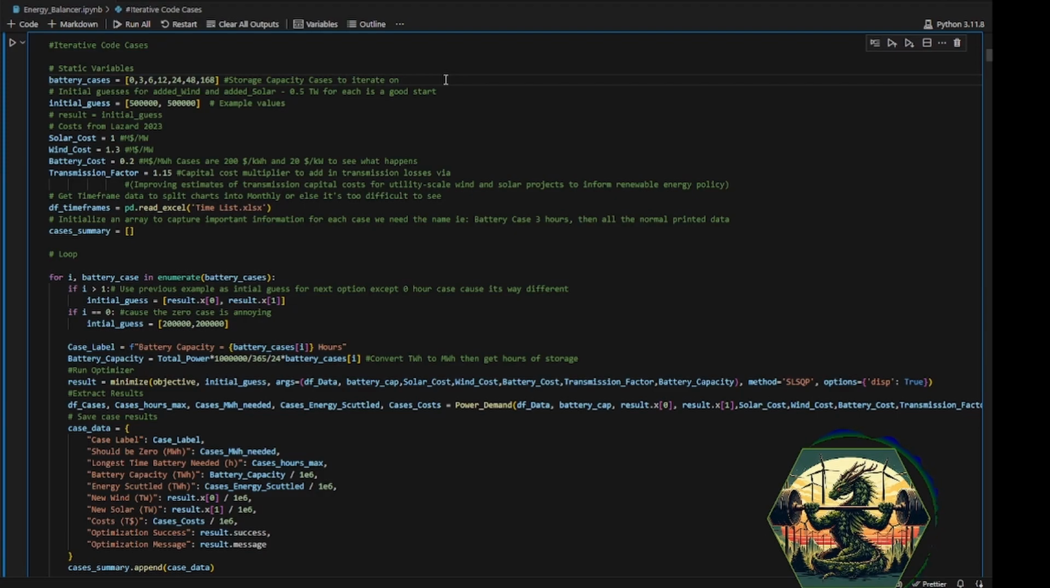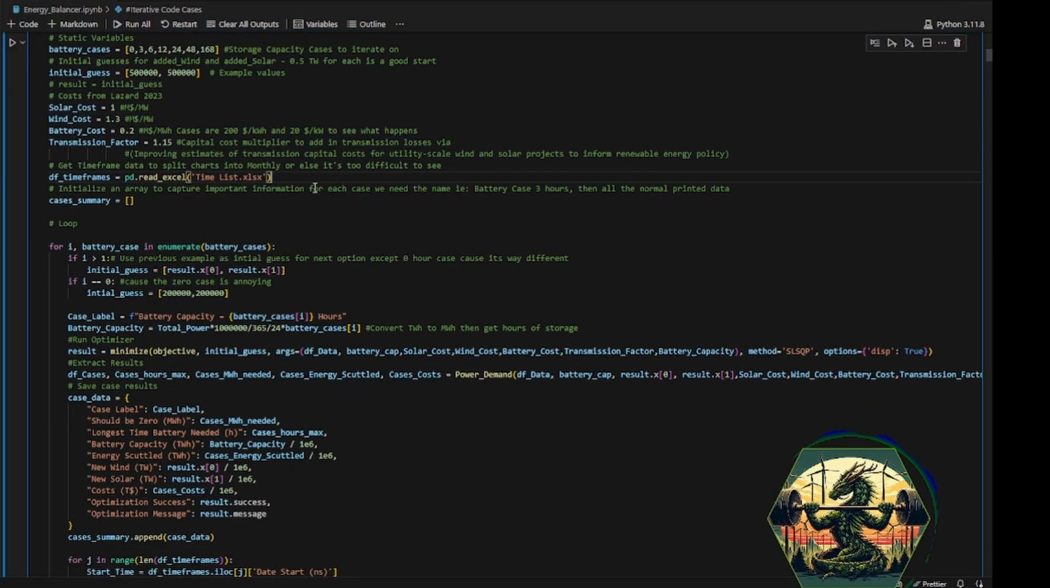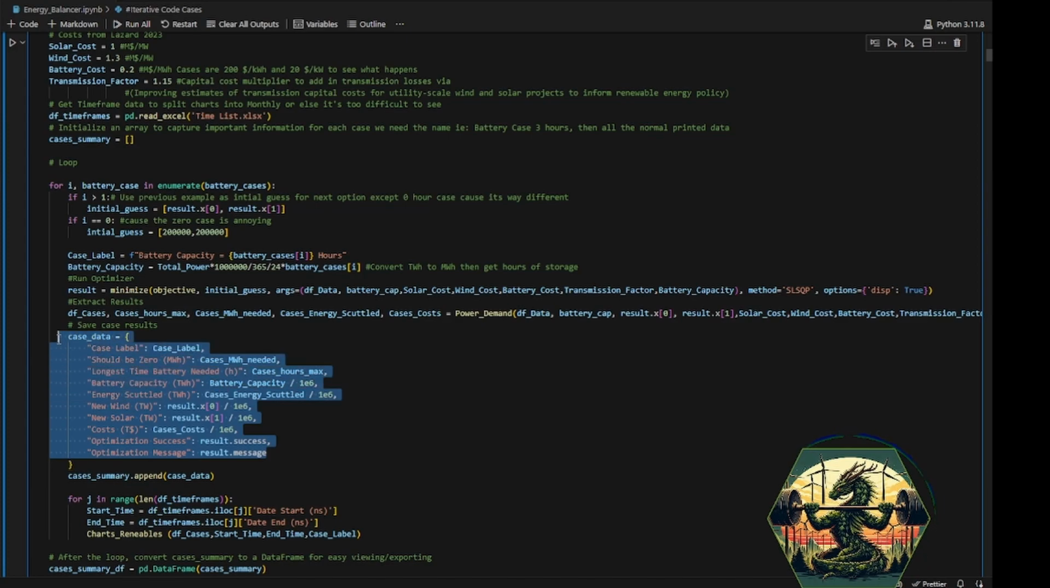In order to make the function work, you have to seed it with an initial guess. So I use about 0.5 terawatt hours of solar and 0.5 terawatt hours of wind, all at the same costs that we described before. And then I also have a data list that uses the timeframes, because I found the charts were really difficult to see if you go any longer than a month. The cases summary is just a blank array that I can toss all that data into. That comes out over here.